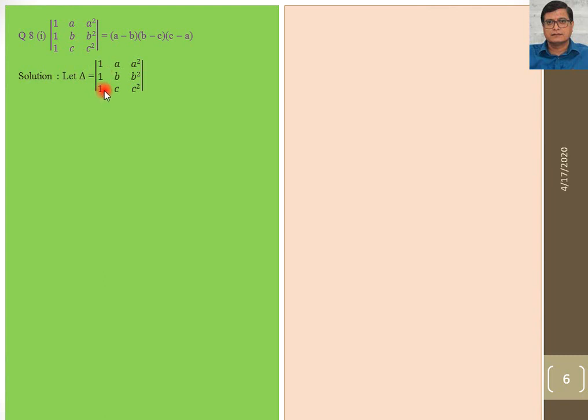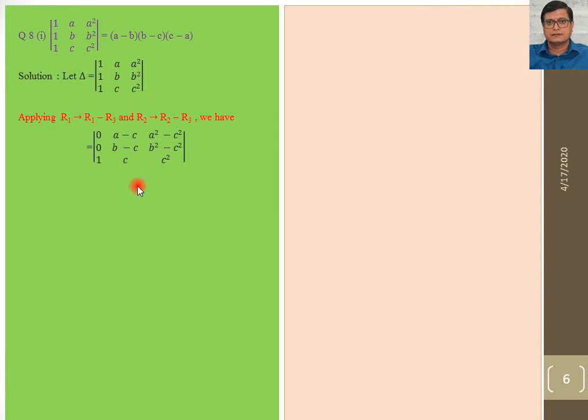So we do the operation directly. Since the elements of the column are 1 here, we do the operation row-wise. So in R1, R1 minus R3, and in R2, R2 minus R3. When we use this operation, we have the elements of R1 as 0, a minus c, a square minus c square. Elements of R2: 0, b minus c, and b square minus c square, and 1, c, and c square, right?